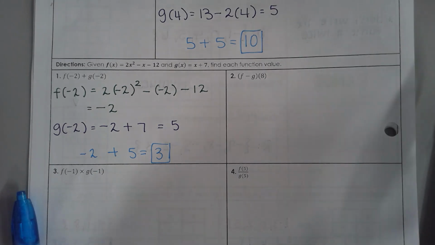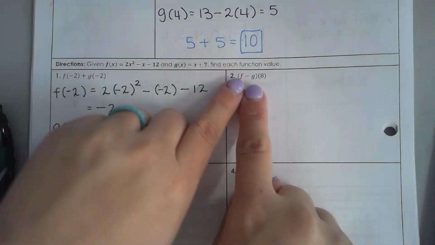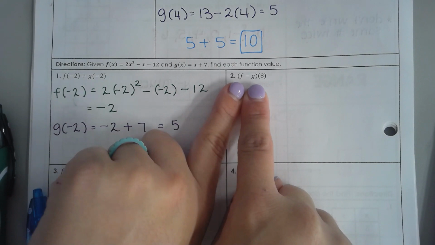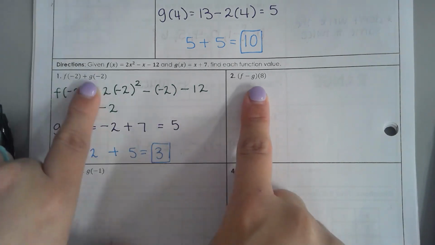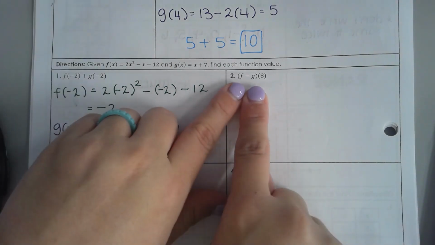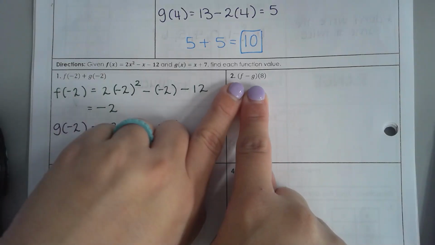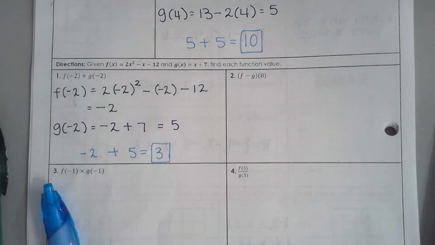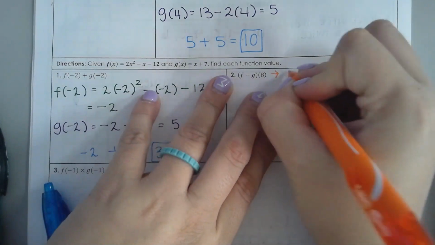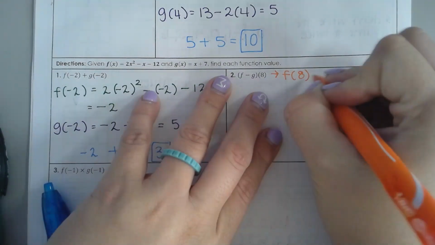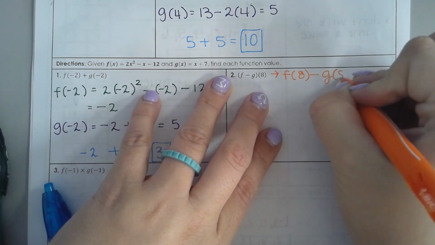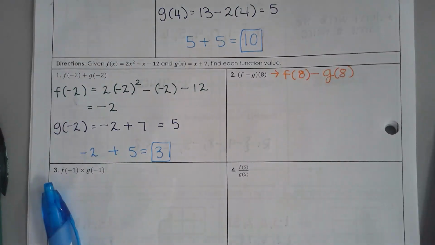Let's do number 2. Now this one's not already split up. Some of them I already kind of split up for you. But this is f minus g of 8, which is really the same thing as f of 8 minus g of 8. So go ahead and see if you can find those. Alright, so f of 8.